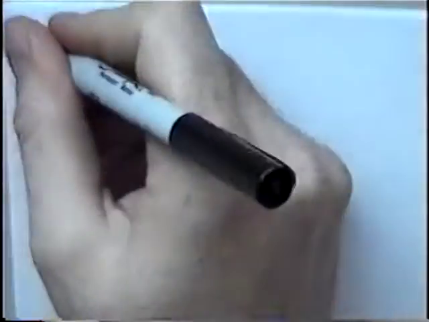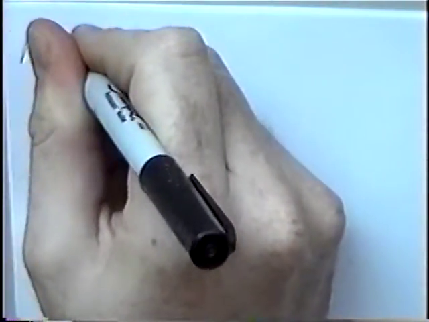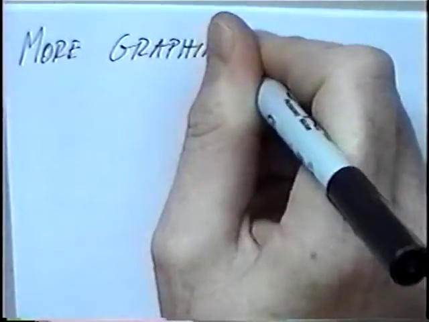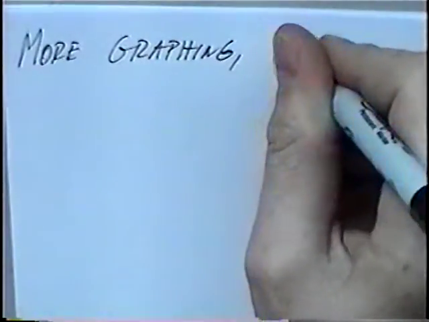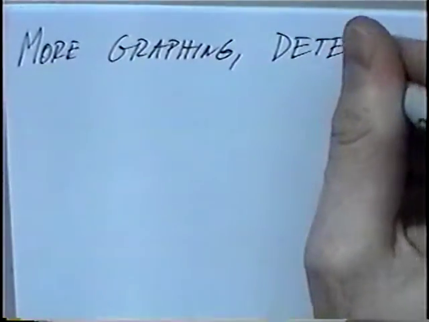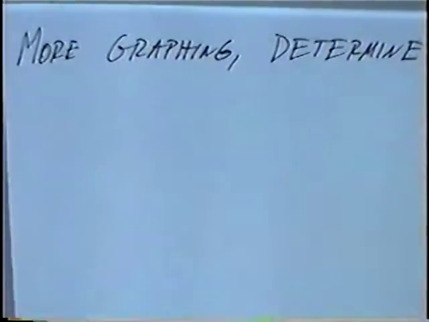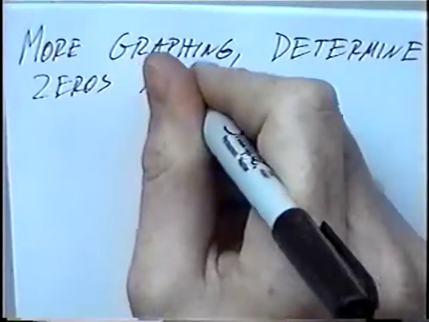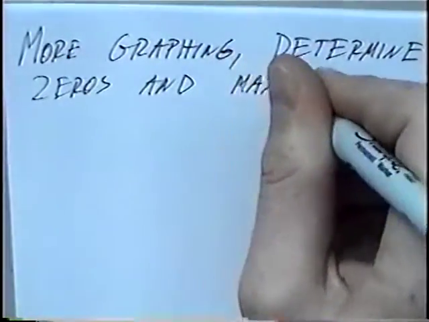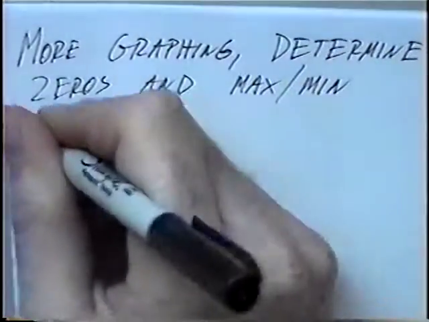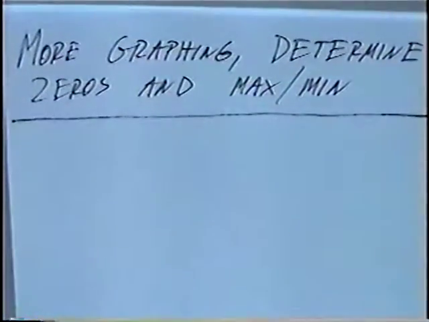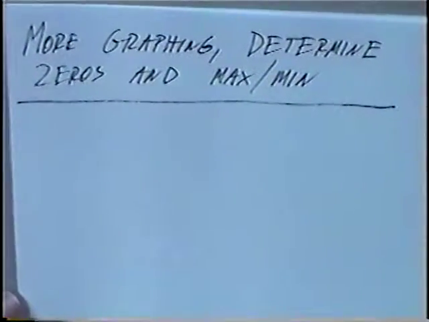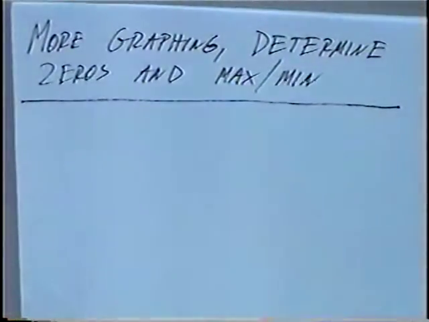Title of the last section today is More Graphing. Determine zeros and max/min. In this section, we'll continue to graph polynomials. We'll determine the zeros for those polynomials, and we'll find any relative max or mins.